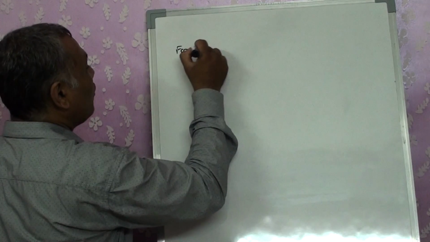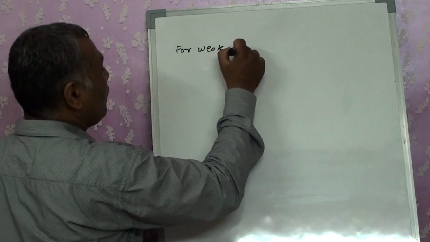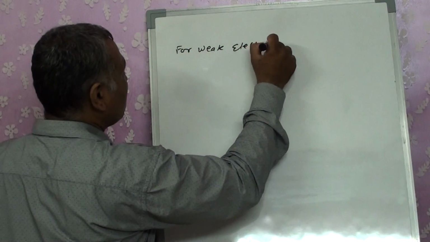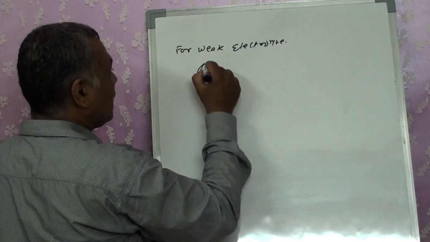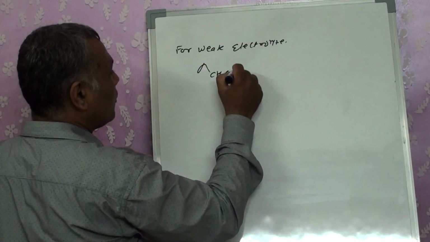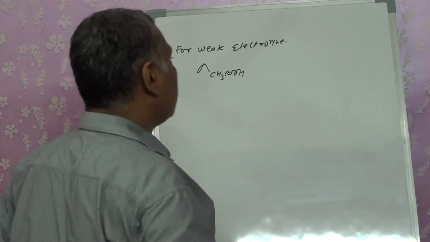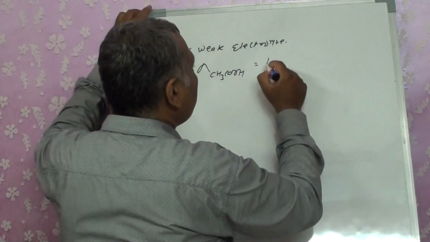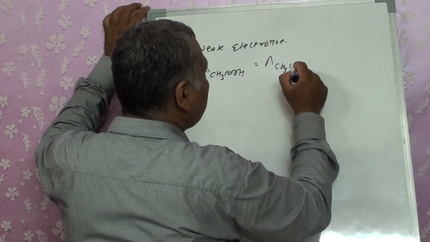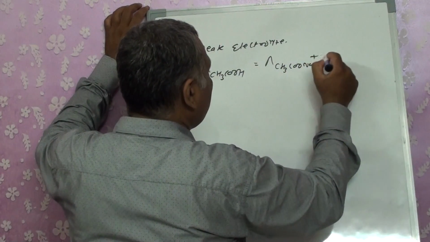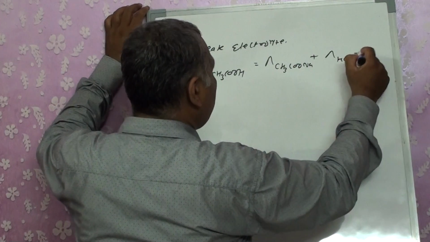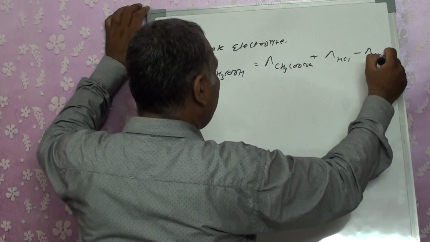So for a weak electrolyte like CH3COOH, if I want to measure its molar conductivity, what will I do? It is the conductivity of CH3COONa, plus the conductivity of HCl, minus the conductivity of NaCl.